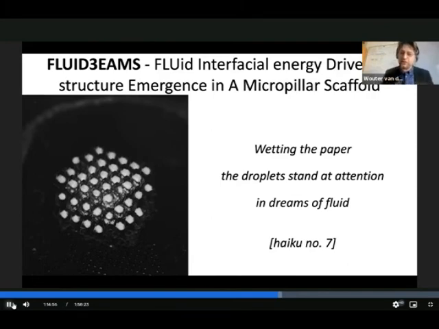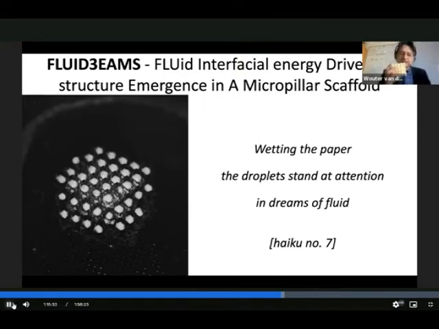Now, I had a very clever student, a Japanese student, Hiroki Yasuga. And he, instead of flowing the liquid in the lateral direction, flowed the liquid from top down. And then very interesting things happen because the liquid does not flow through. It splits up in very small droplets. So in every little cage, he found one little droplet. So you get an automatic self-organization of the liquid. We call that fluid interfacial energy driven 3D structure emergence in a micropillar scaffold. Or in short, fluid dreams.